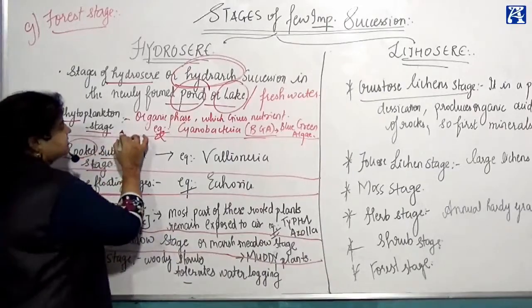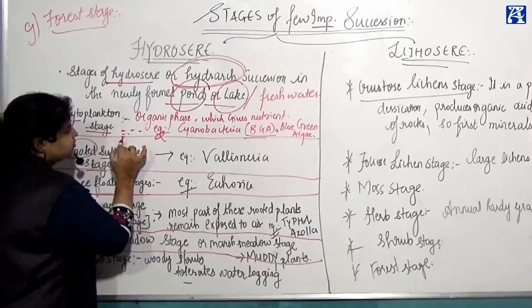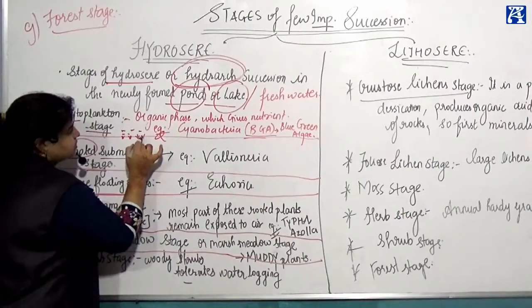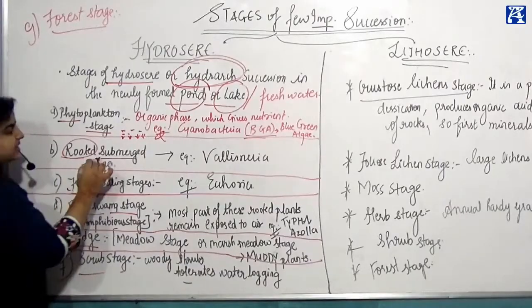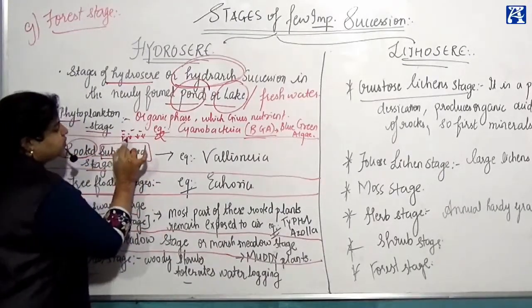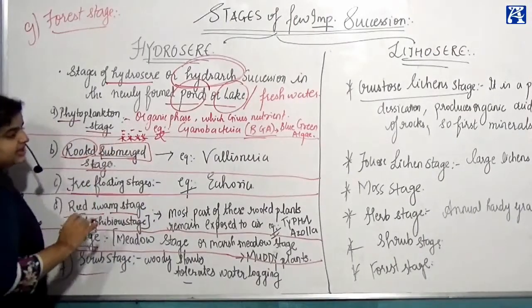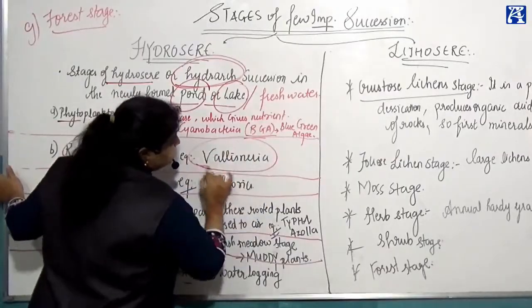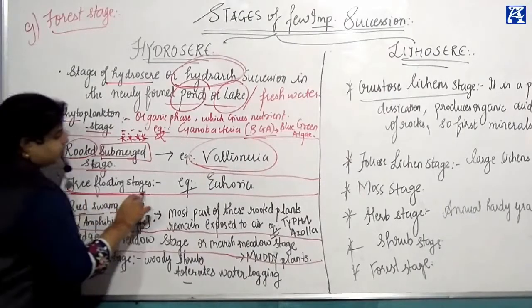When these organisms float, there comes encouragement. Can you see? There comes encouragement, and when this gets submerged, it is called rooted submerged. They grow into roots. A very good example of it is the plant Vallisneria. Any doubt? Okay. Then comes the free floating stage.